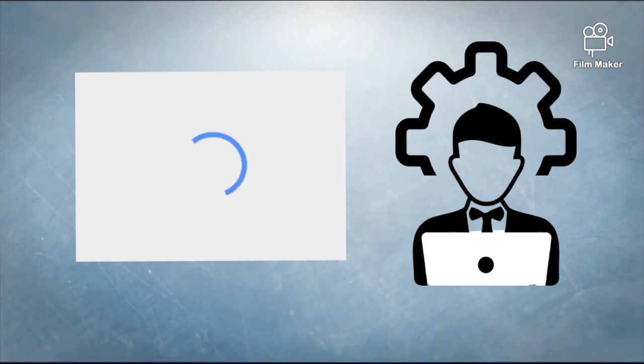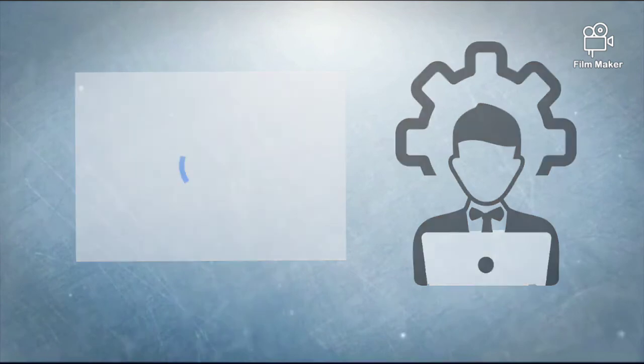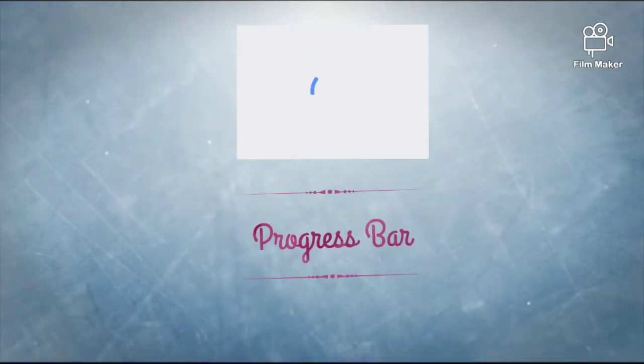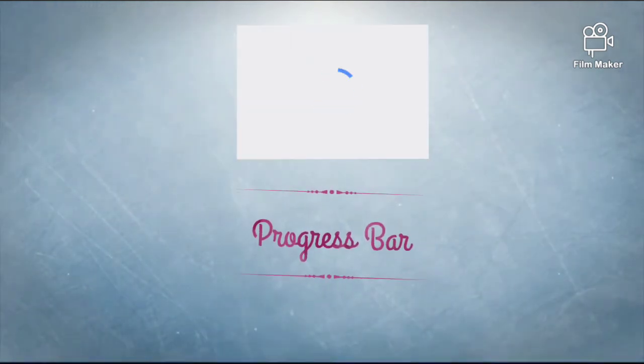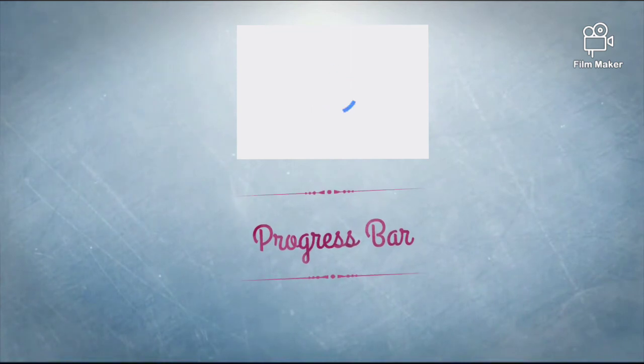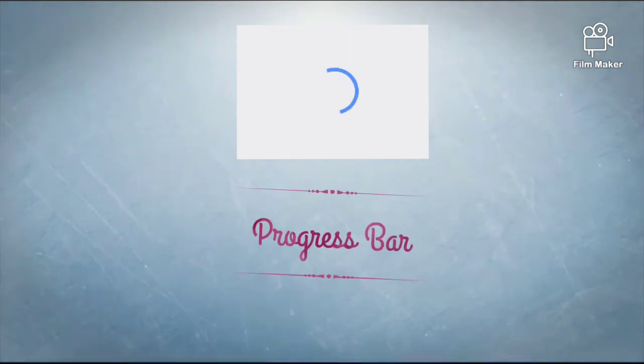Have you ever downloaded a file and seen a circle which keeps on rotating to show the progress of your file? It reached 90% and the download failed. Really heartbreaking, right? That irritating thing is a widget called progress bar. It is used to show the progress of a task.